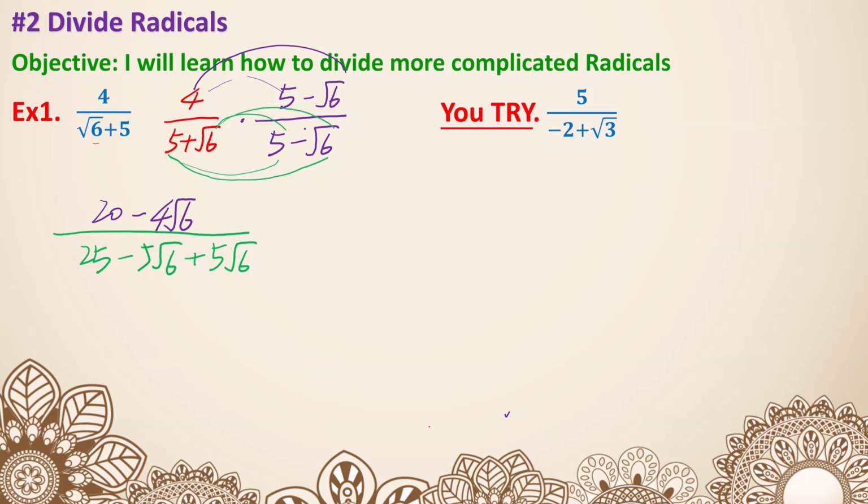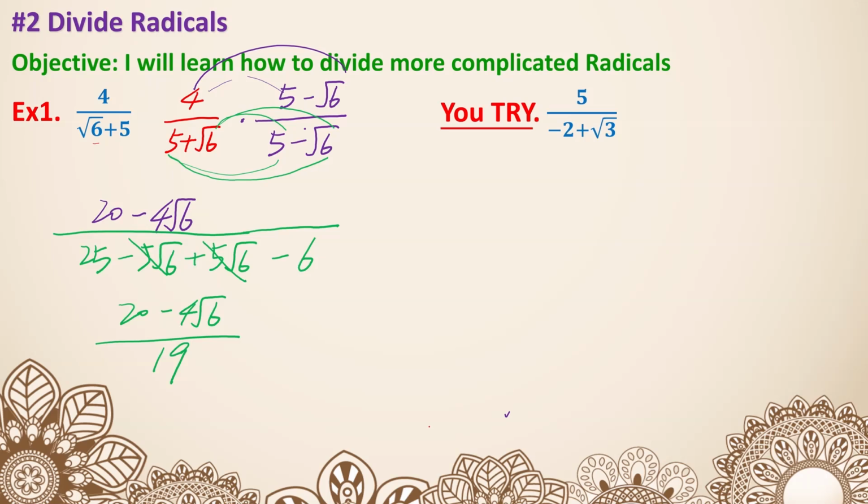And then square root of 6 times negative square root of 6 is a minus square root of 36, which is a 6. So the middle two terms cancel out. We're left with 20 minus 4 square root of 6 on the top, and a 25 minus 6, which is a 19 on the bottom.